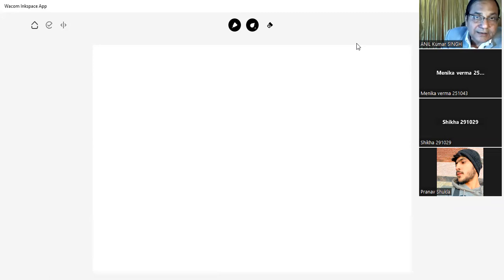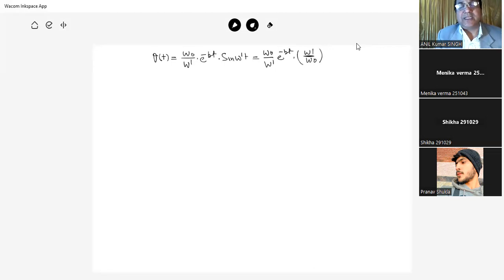As we have, substituting this value, theta of t is equal to omega 0 by omega dash e raised to the power minus bt into sine omega dash t. And this sine omega dash t is how much? This is omega 0 by omega dash e raised to the power minus bt. And this sine omega dash t is omega dash by omega 0.